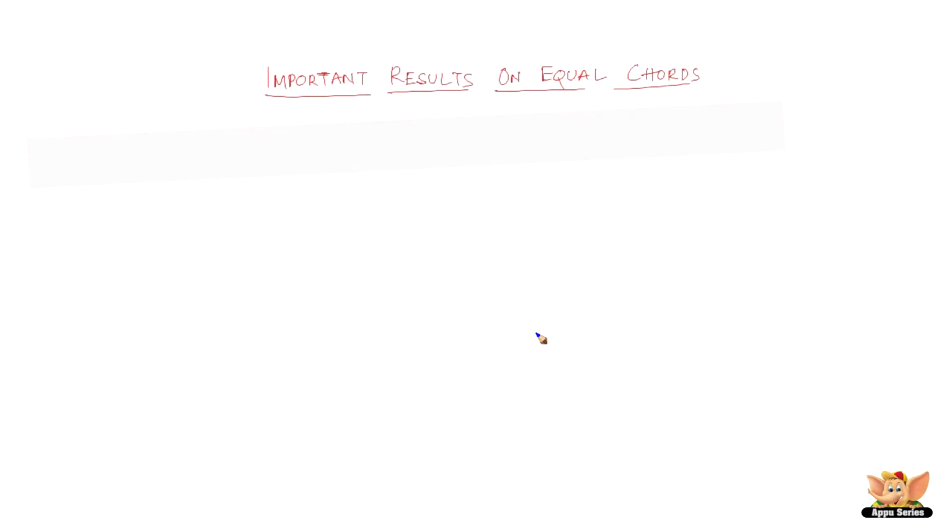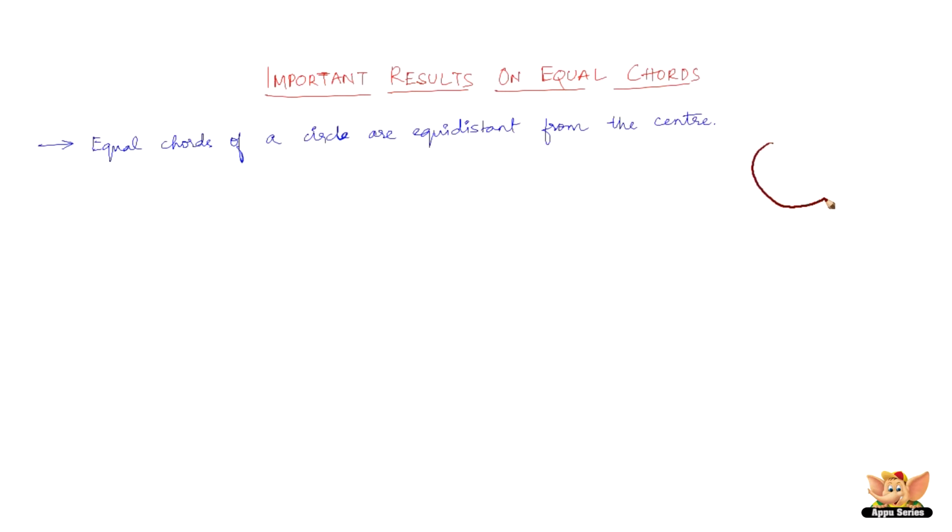In this video, let us focus on some important results on equal chords. One of the results is equal chords of a circle are equidistant from the center. So let us try and see what this is. We have a circle, for example, and then say we have two chords which are equal. That's the most important thing here. We are talking about equal chords here.